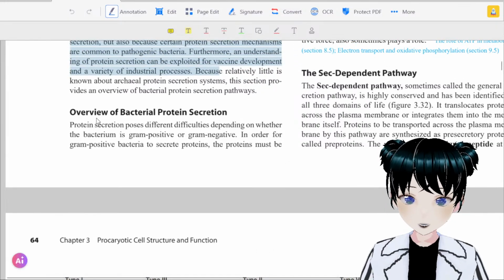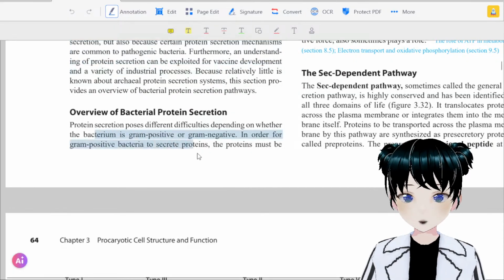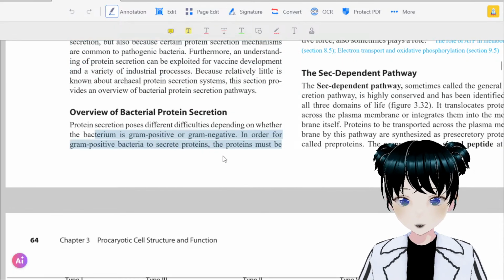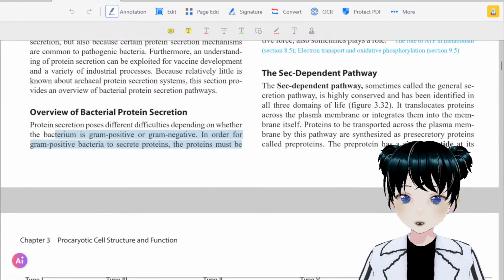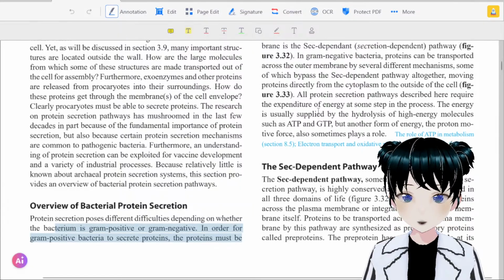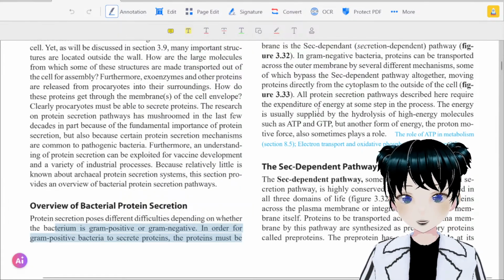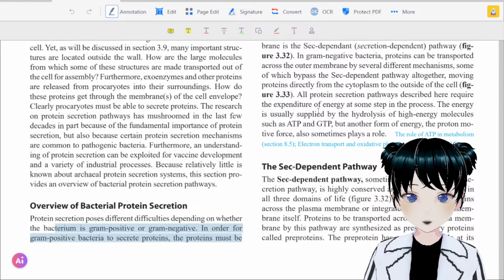Now, what is the general overview of bacterial protein secretion? Protein secretion poses different difficulties depending on whether the bacterium is gram-positive or gram-negative. Gram-positivity and gram-negativity is a pretty vast and important concept in bacteria. Just consider them as separate things at this point. You know how important they are.